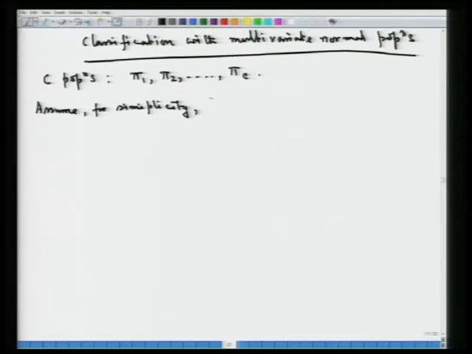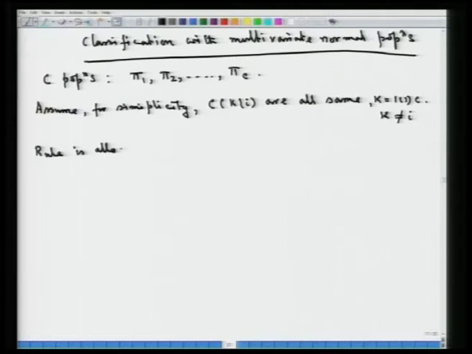Assume for simplicity that these C_ki are all the same for k equal to 1 up to c and k not equal to i. Now, the rule which minimizes the expected cost of misclassification and the one which minimizes the total probability of misclassification are going to be the same, because we have assumed for simplicity that the cost structures are the same.